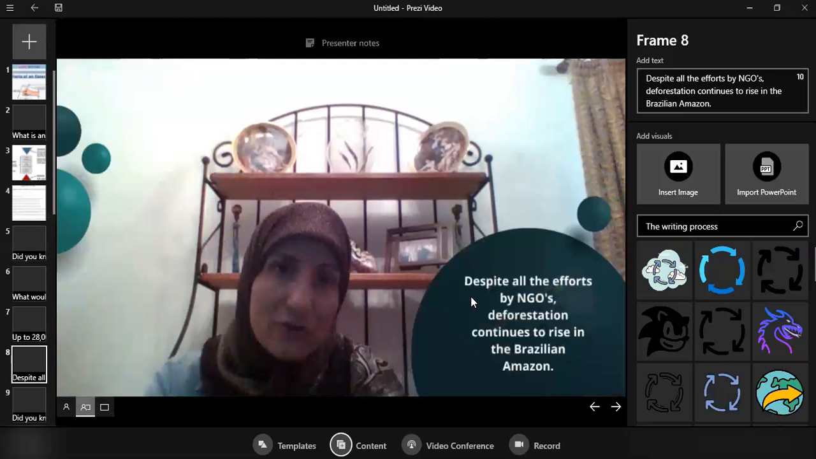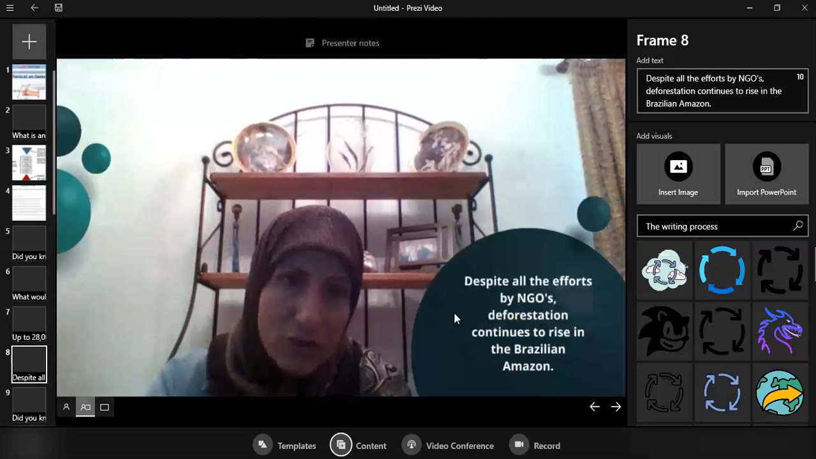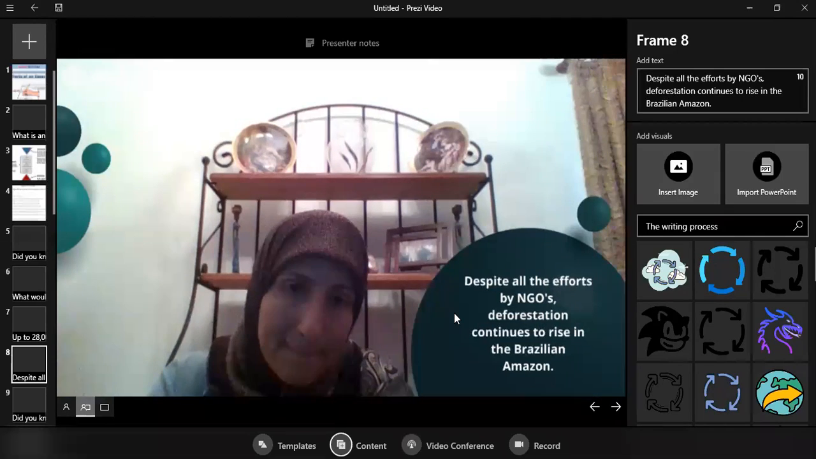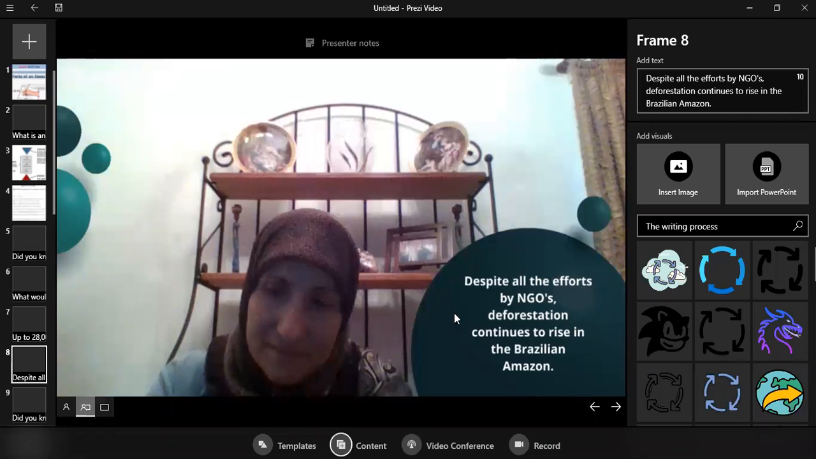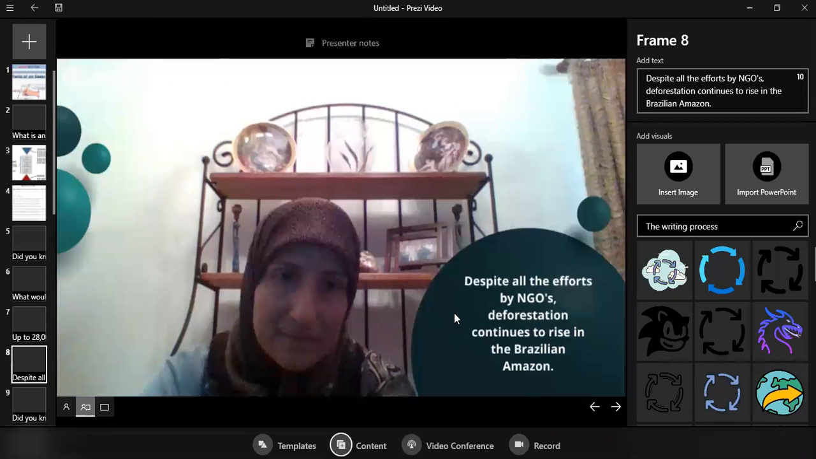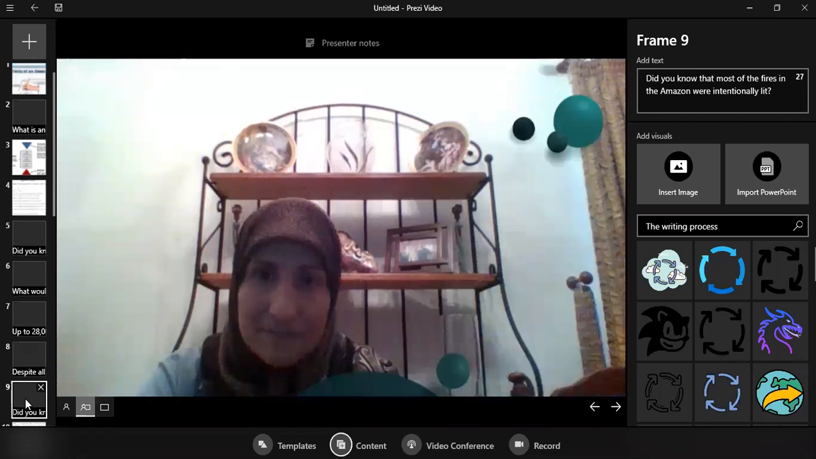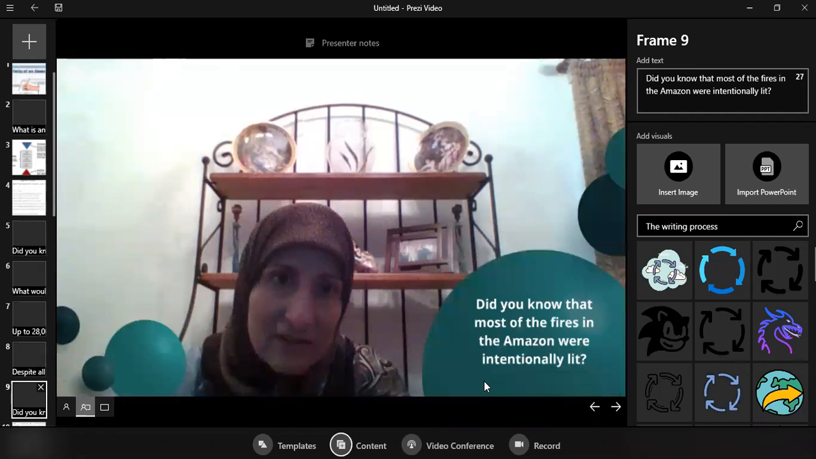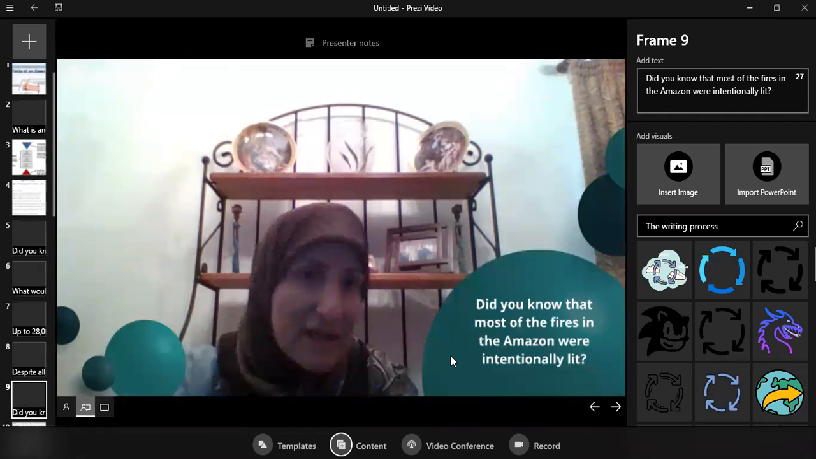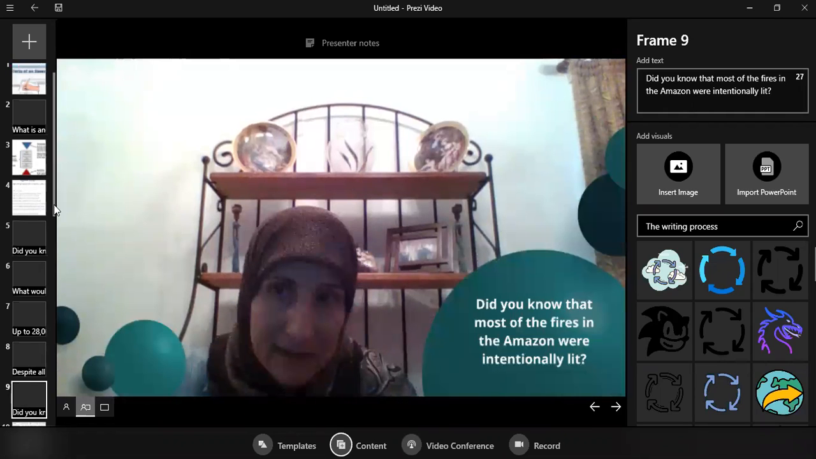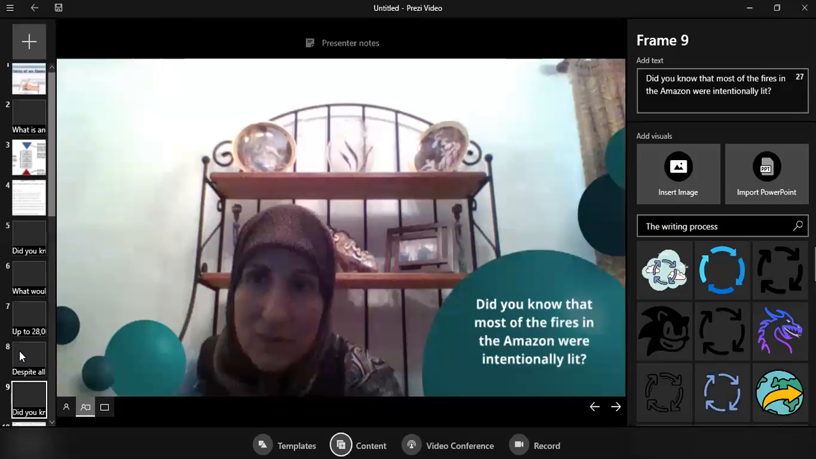Another one, who can read this? Hassan, can you read the hook I wrote here? Hamad? Yes, despite all the efforts by NGOs, deforestation continues to rise in the Brazilian Amazon. Again, another interesting fact. And finally, did you know that most of the fires in the Amazon were intentionally lit? Okay, so this is concerning the hook and the introductory paragraphs.